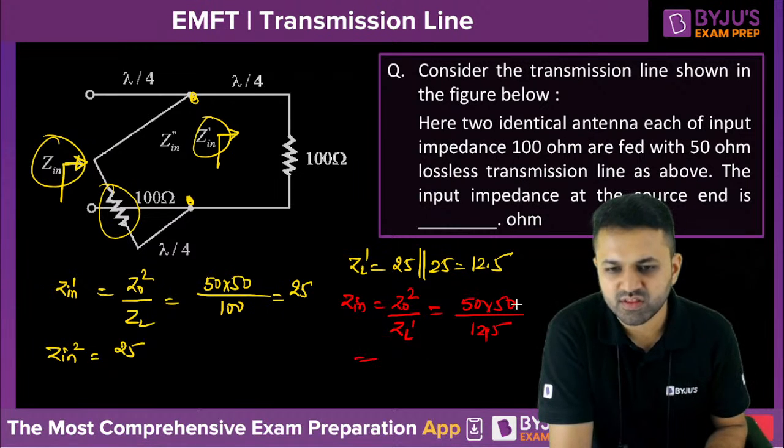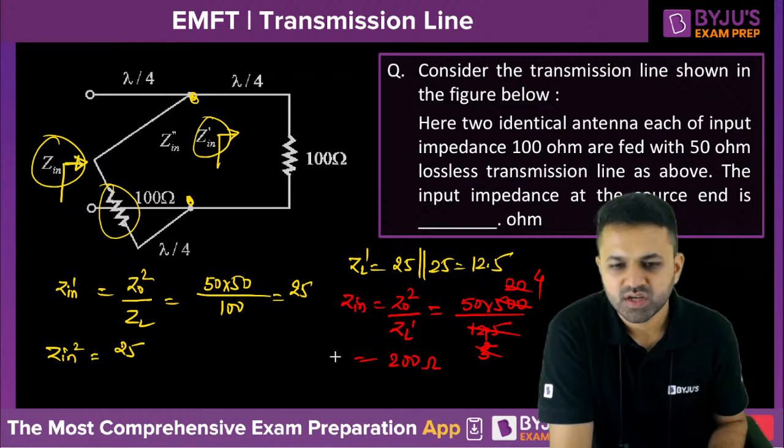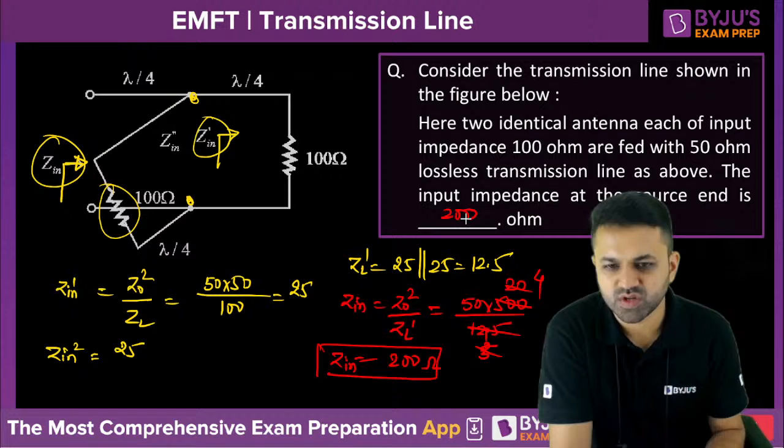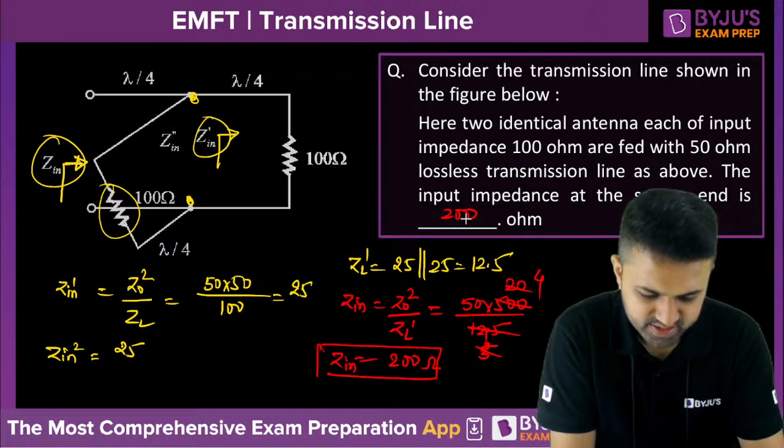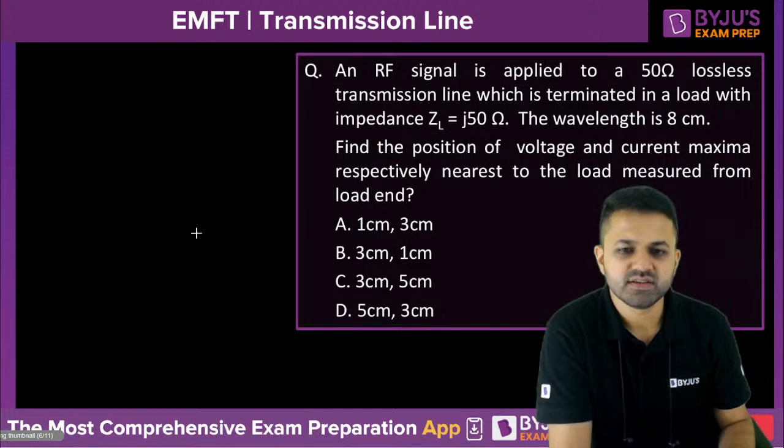So if you solve this, you will get 25 into 5. This is 20. This is 4. So you will get 200. So Zin will be 200. So the answer is 200. Correct? Yes. Now coming to the next one.